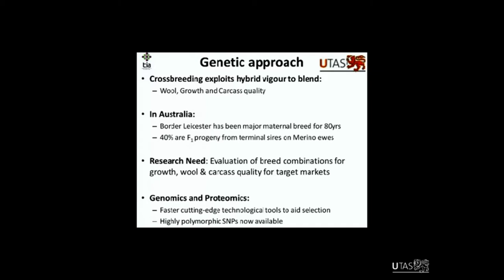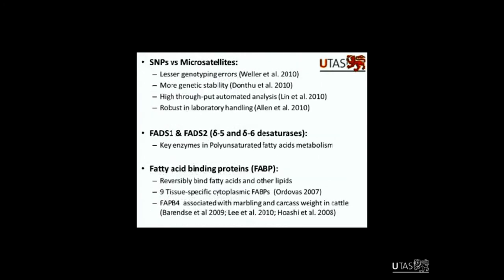But we do need to conduct research to be able to evaluate the best breed combinations that will respond to the best or optimal feeding levels. That way we can then target markets appropriately. This is where genomics then comes in, and the use of proteomics. But this afternoon I'll just focus a bit more on the SNPs, or single nucleotide polymorphic markers, that we use a lot in our research. And I've listed a few advantages of SNPs over microsatellites, which I wouldn't want to waste too much time on.